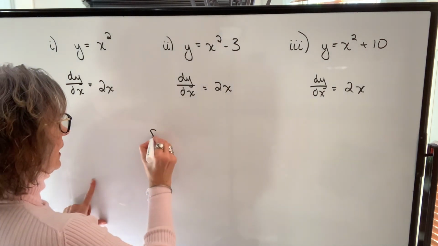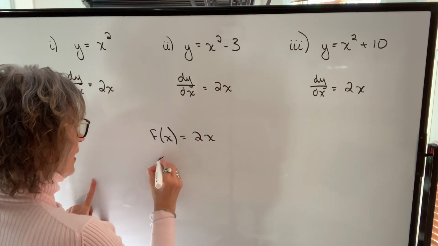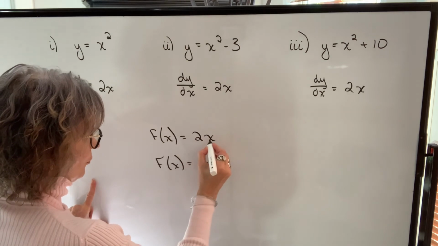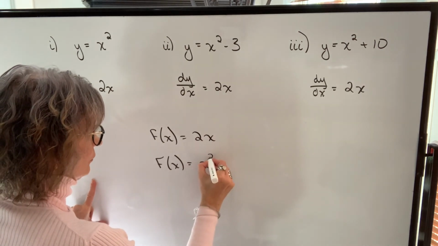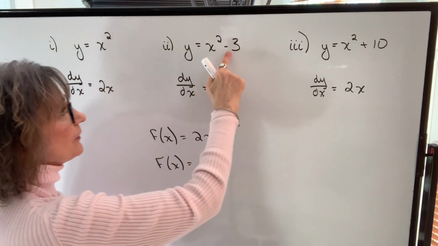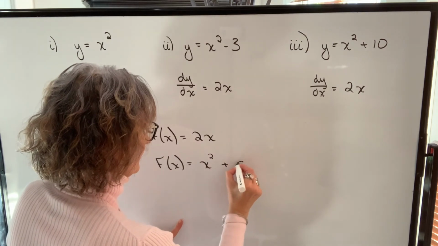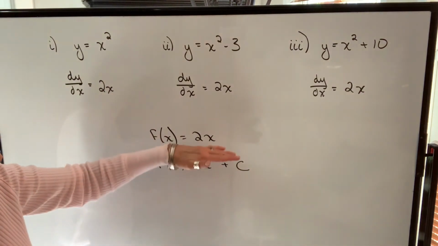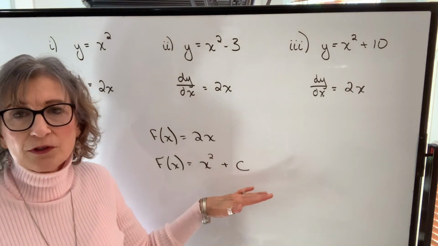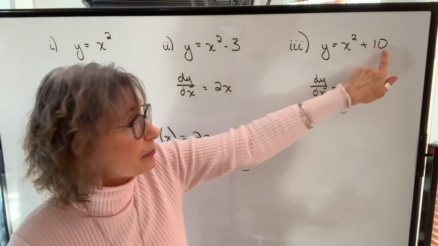So if you had a function of 2x and you were asked to find the antiderivative, we go through the process. It's going to be x to the power of 2. 2 divided by 2 is 1. But you have to understand that there could have been a constant added to the function, and your derivative would still be the same. So you might want to make a note of that. That constant could be a 0, could be a -3, could be a +10, it could be anything.